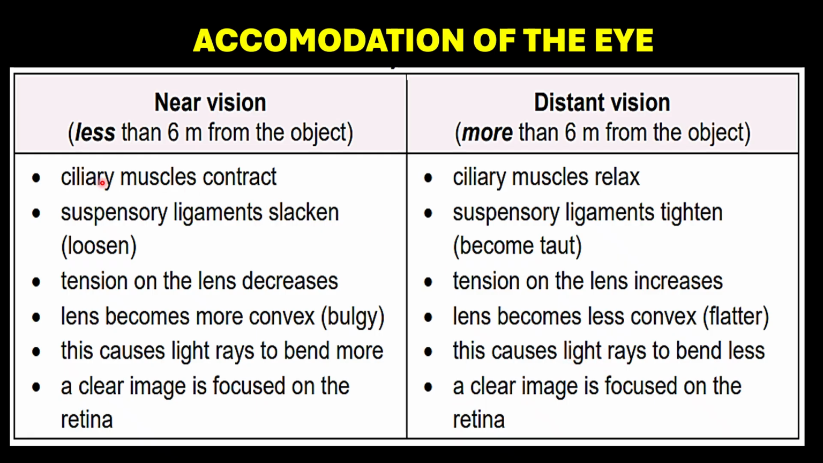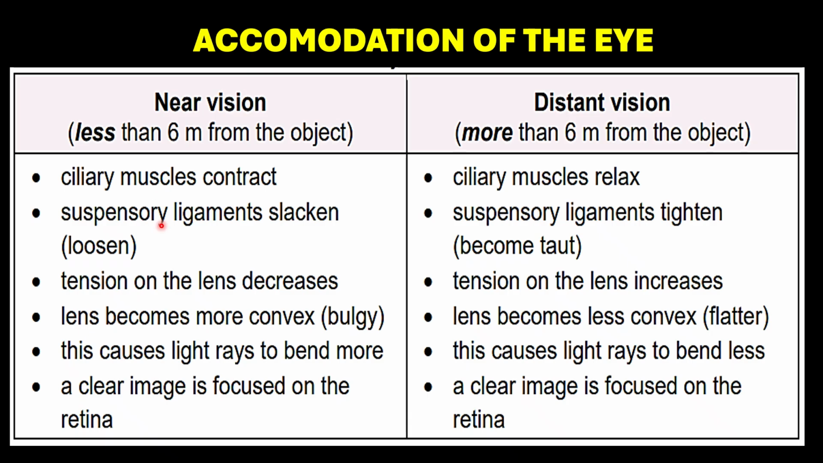If the ciliary muscle does not contract for a near vision, then the suspensory ligament will not be loosened or slackened. If the suspensory ligament does not become slackened, then the tension on the lens will not decrease, it will increase. And then if the tension on the lens does not decrease, then the lens will not become more convex. If it does not become more convex under near vision, that means it will become less convex. That means light rays will not bend more, or it will bend less.